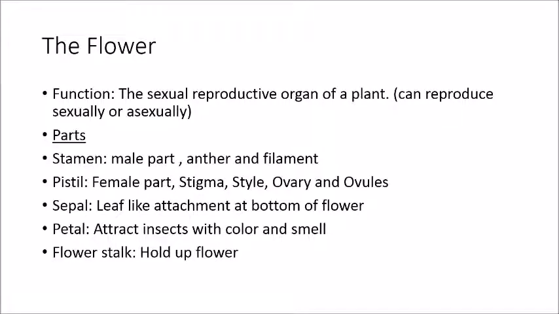Next, we have the sepal. Like I said, the leaf-like attachment at the bottom of the flower. It's going to protect the flower as it grows. Next, we have the petal. Like I said, it attracts insects with its color and smell. And then you have the stem, or the flower stalk, which is just basically holding up the flower.